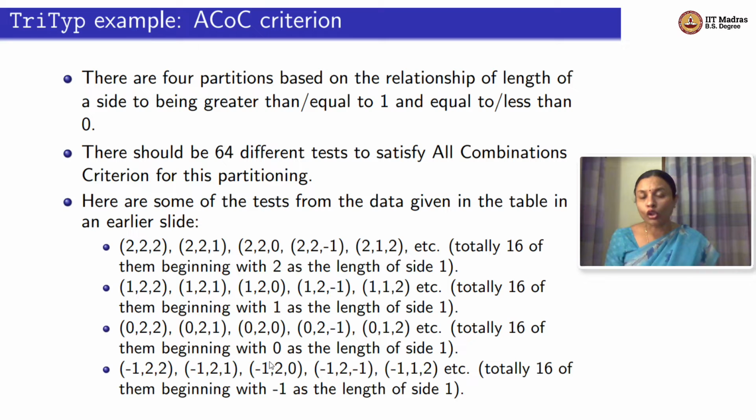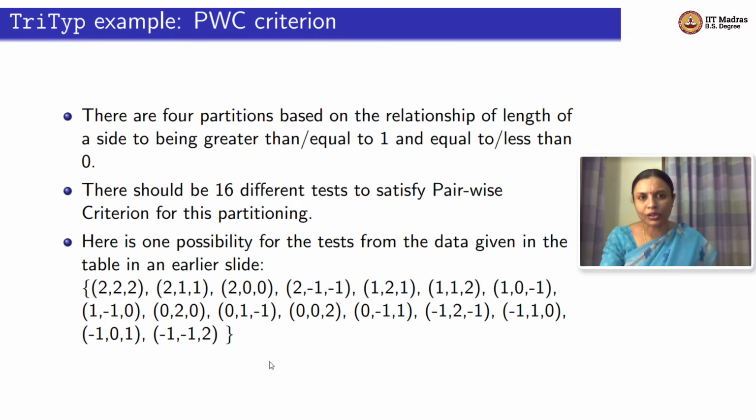Obviously, as you see, it's the all combinations coverage criterion. So even for a simple program like the type of the triangle, you get too many test cases. So let's try to apply some other combination. Let's consider the pairwise criterion.